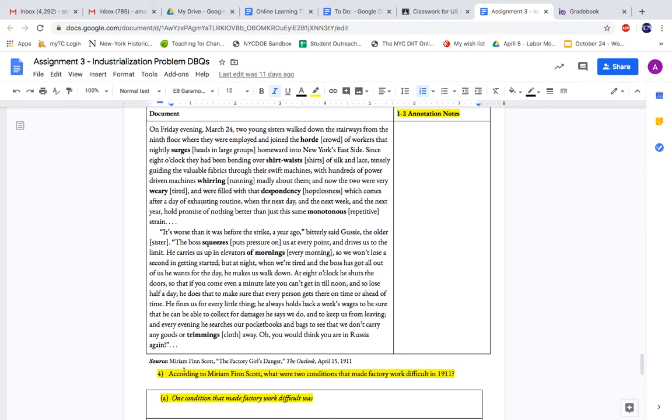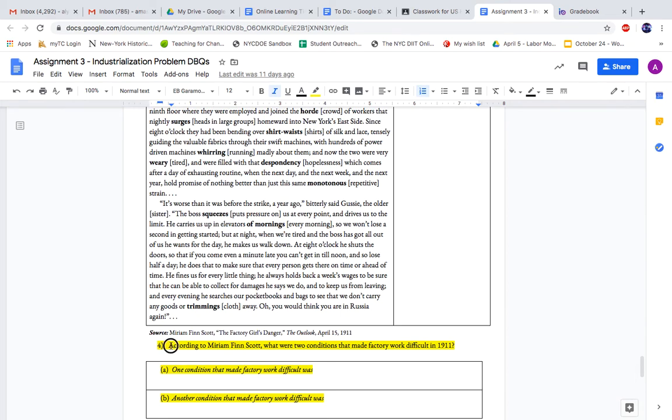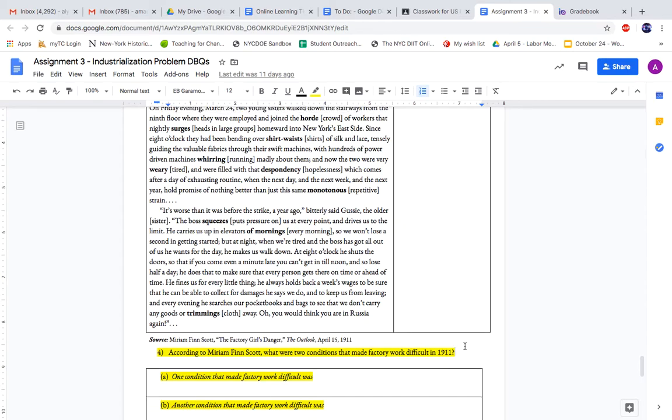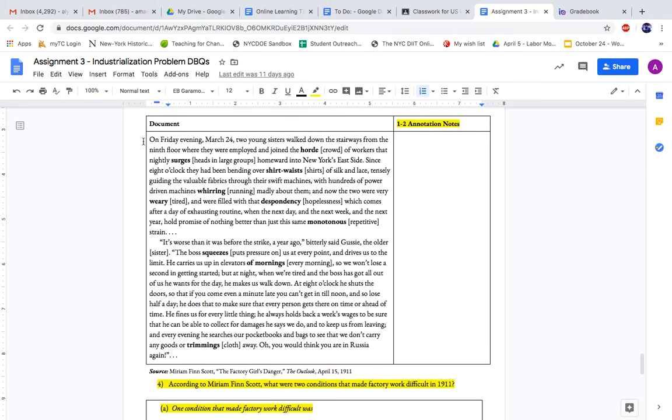Okay. So the question you are answering down here at the bottom in yellow is, according to Miriam Finn Scott, what were 2 conditions that made factory work difficult in 1911? So let's read. Starting from the top. On Friday evening, March 24th, 2 young sisters walked on the stairways from the 9th floor where they were employed and joined the horde or crowd of workers that nightly surges, or heads in large groups, homeward into New York's East Side.